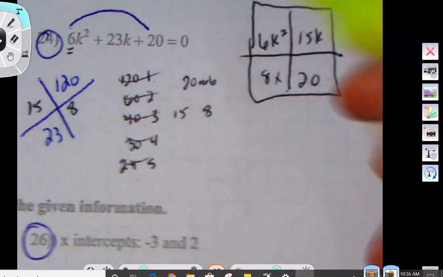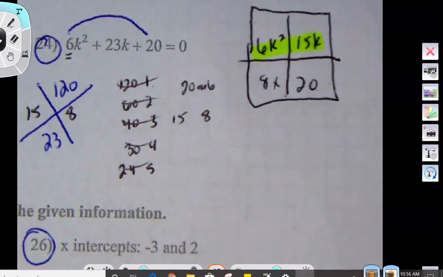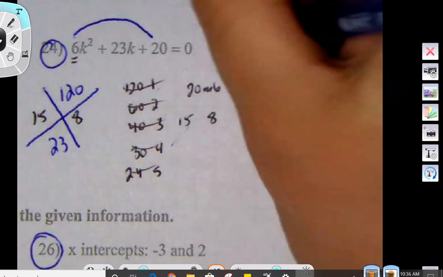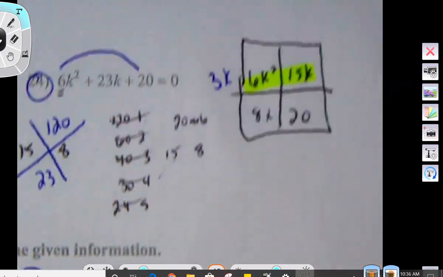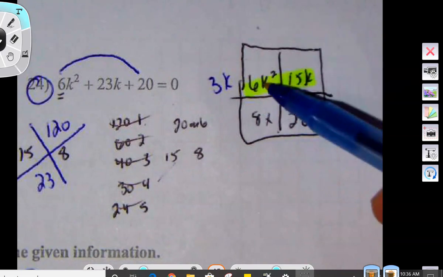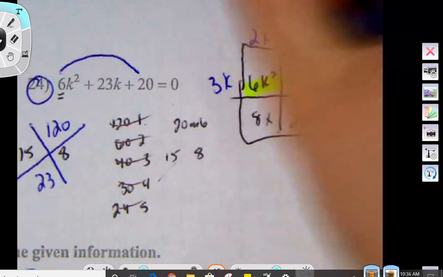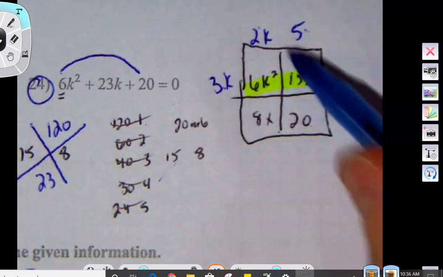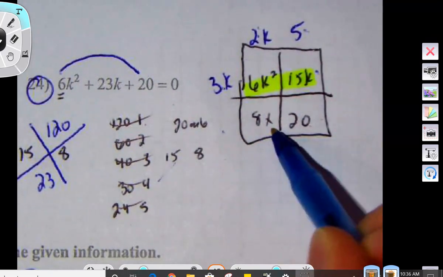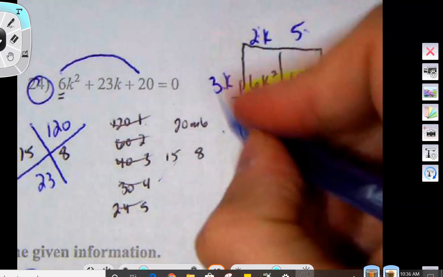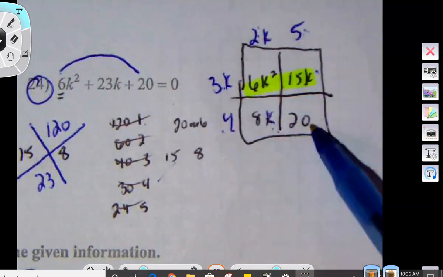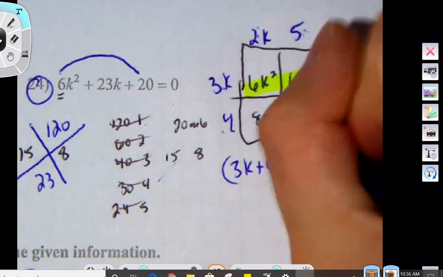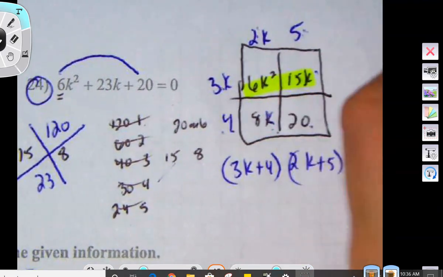Now we need to find the GCF of this row and put it out in front. My GCF of 6k squared and 15k is 3k, and then we're playing the multiplying game. 3k times what would give me 6k? That would be 2k. 3k times what would give me 15k? That would be 5. And 2k times what would give me 8k? That would be 4. Then I can double check: is 4 times 5 20? And it is.